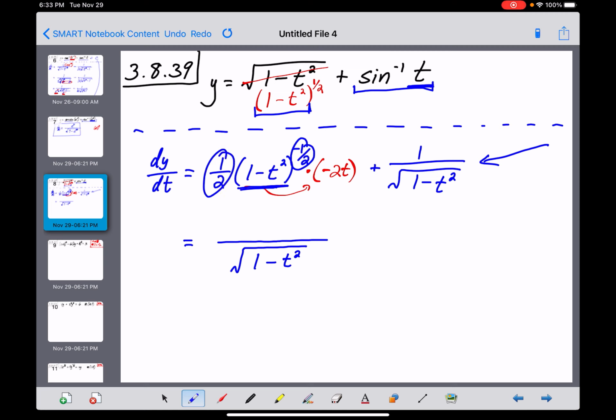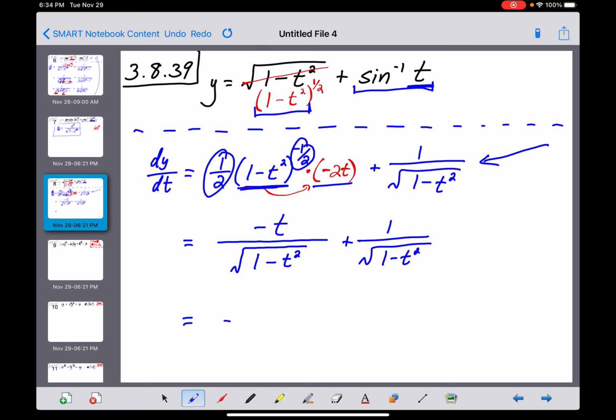We also have a 1/2 times a negative 2t. That's just going to make a negative t up there in the numerator. The 1/2 and the 2 cancel each other out. So, okay, that's the derivative of that first term, and then plus a 1 over the square root of 1 minus t squared. Now, you probably didn't see it. I certainly didn't see it at first, but the way they gave us this problem, we ended up, without having to do any work, with two fractions being added together with a common denominator.